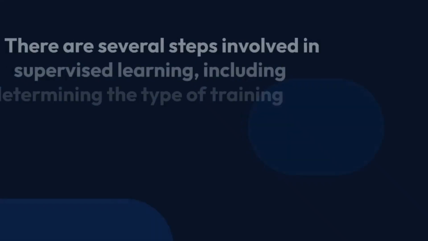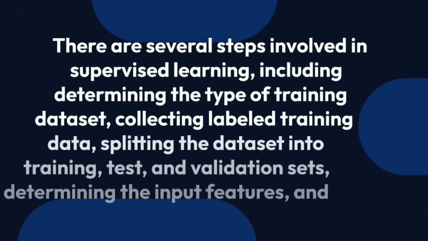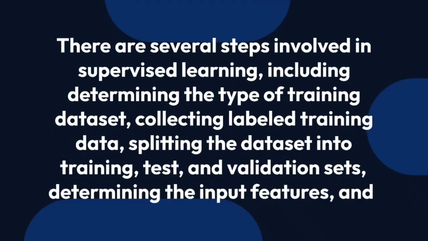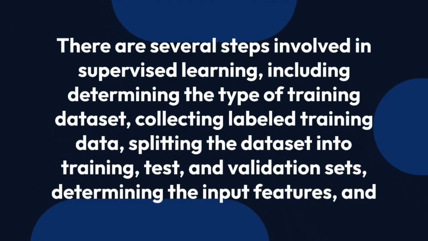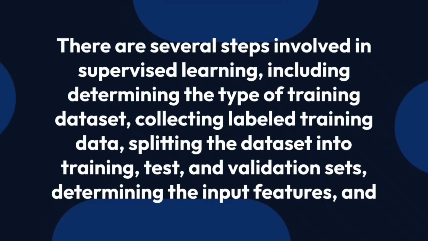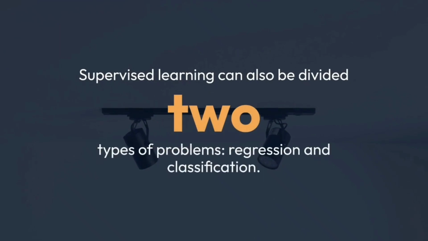There are several steps involved in supervised learning, including determining the type of training dataset, collecting labeled training data, splitting the dataset into training, test, and validation sets, determining the input features, and selecting a suitable algorithm. Supervised learning can also be divided into 2 types of problems: regression and classification.